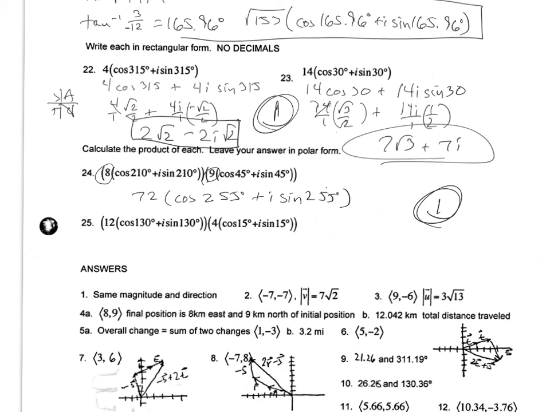So for 25, again, multiply the numbers out in front. It is a multiplication problem, so you would expect you're going to have to multiply something, and then you add the angles. So it's kind of like adding powers. They're not powers. They're just angles. So we have the cosine of 145 plus i sine of that same number.